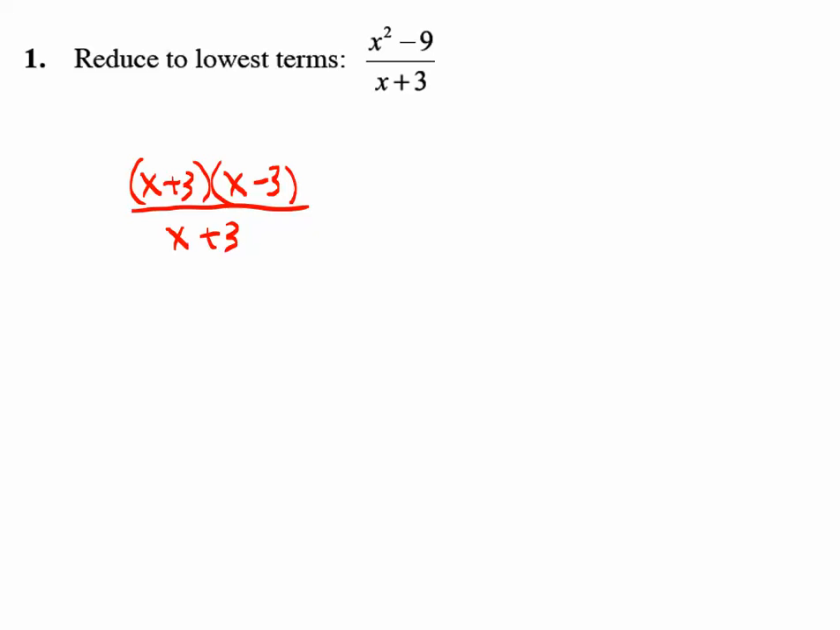And because the x plus 3, just like on the previous slide, you had the 2 that was a common factor. In this case, you have x plus 3 as common factors. So those will cancel each other out. And you're left with x minus 3 is the reduced and simple form.